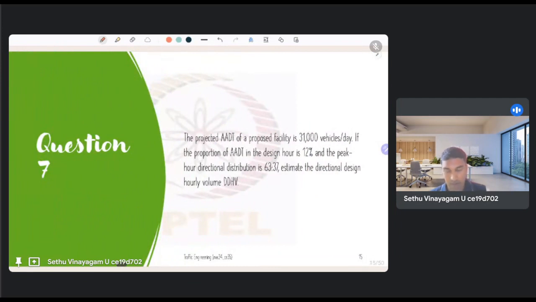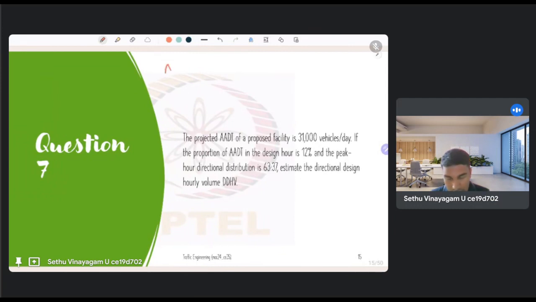Next, question number 7. The projected AADT of a proposed facility is 31,000 vehicles per day. If the proportion of AADT in the design hour is 12% and the peak hour directional distribution is 63:37, estimate the directional design hourly volume, DDHV. So what is AADT? AADT is nothing but annual average daily traffic, right? Which means it is a volume or flow for a given day. So it's an average flow for a given day at a particular facility.